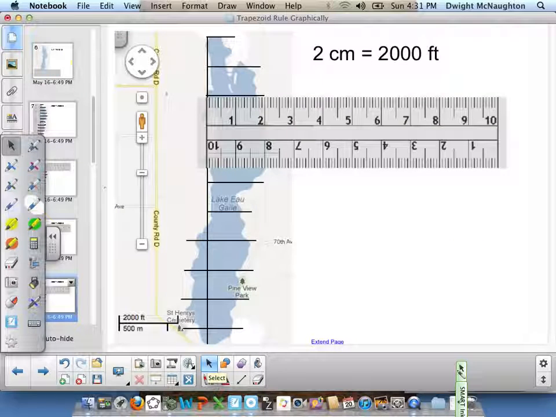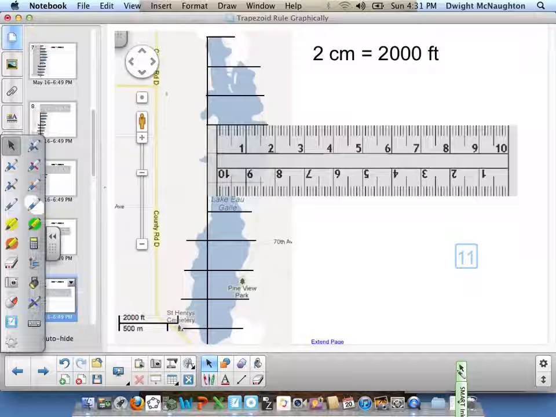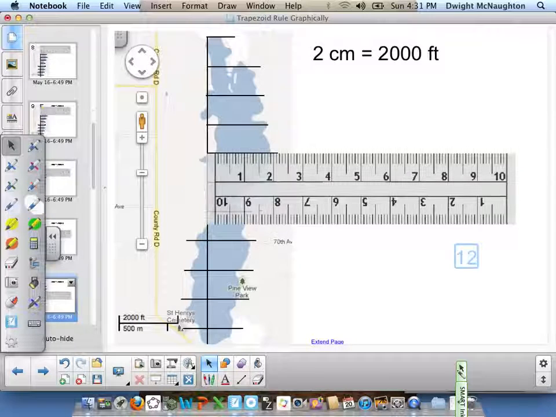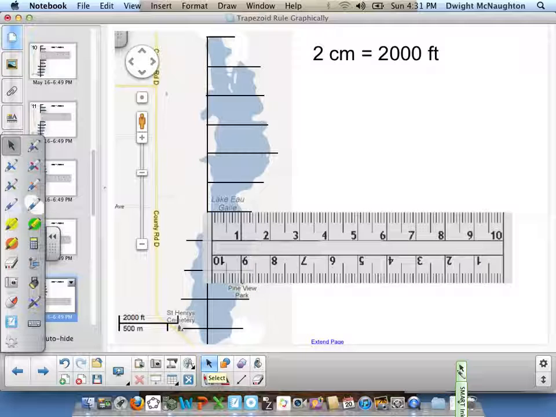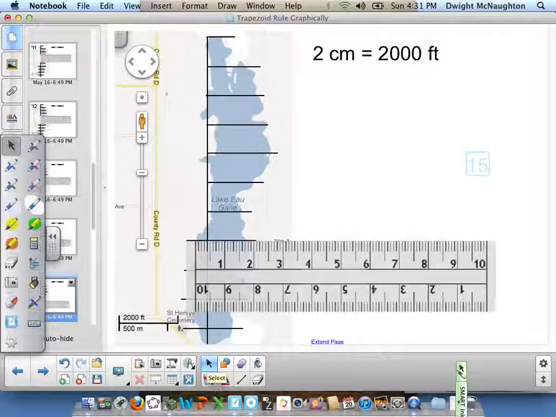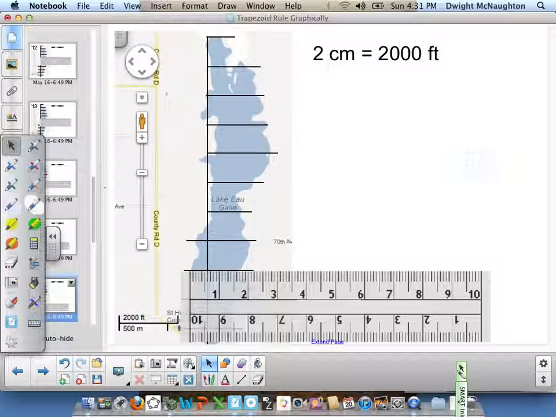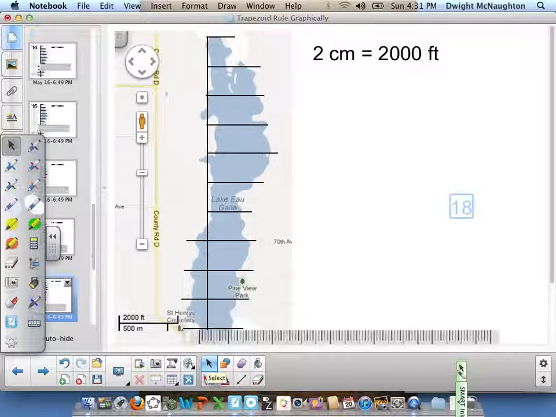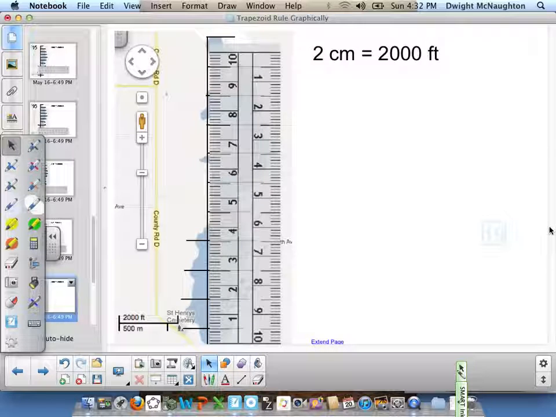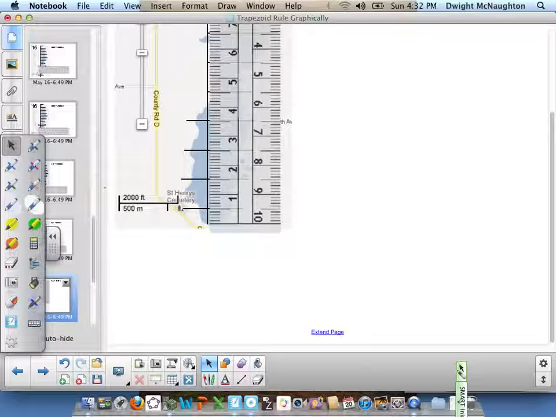Here we have 1,800. Here we have 1,600, 1,900, 1,400, 1,000, 1 centimeter, 1,800, 1,600, and again, these are approximates, 1,500, and this last one down here is 1,000. I made that the last one because this last trapezoid doesn't have a full base to it.